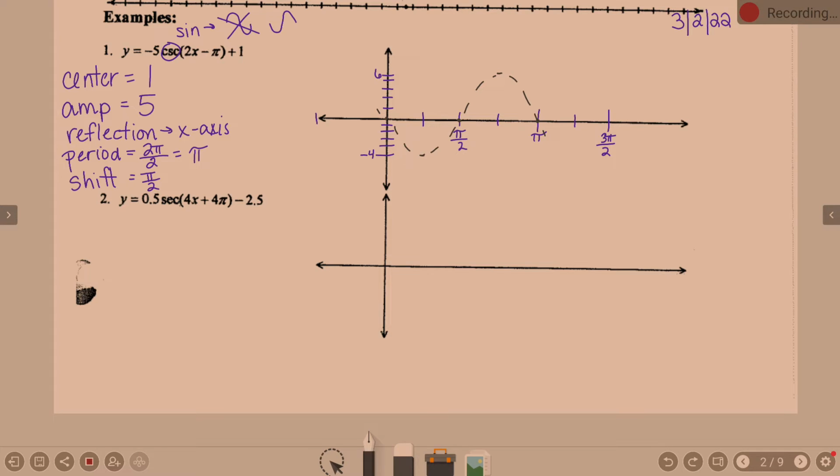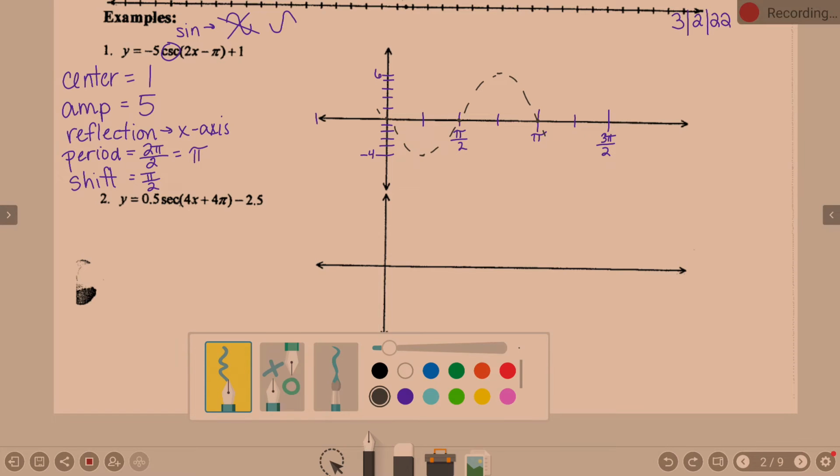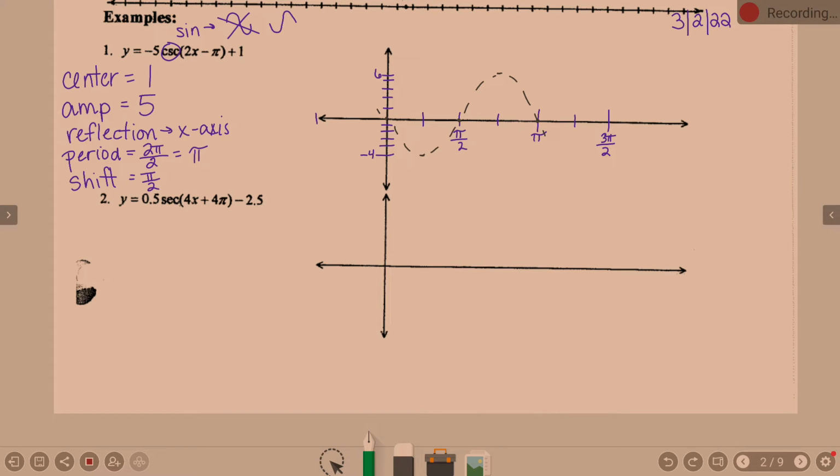But we still have to consider the shift. The shift moves everything pi over 2 to the right. So instead of starting at 0, we're going to start at pi over 2. Basically, everything's going to move 2 tick marks in this case, if you will.